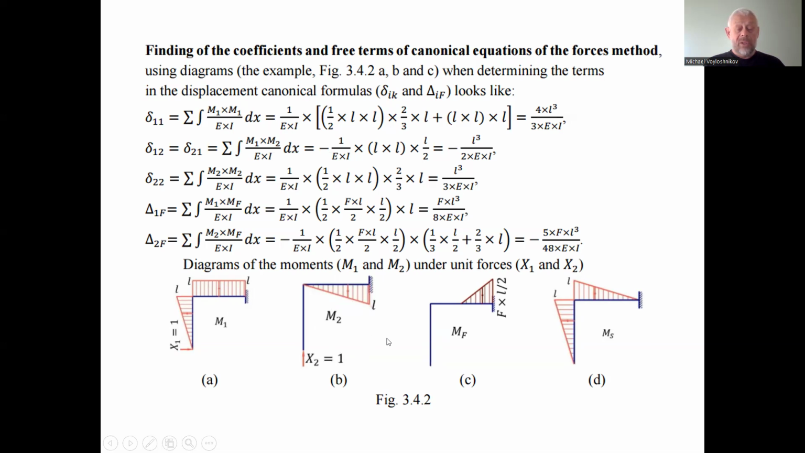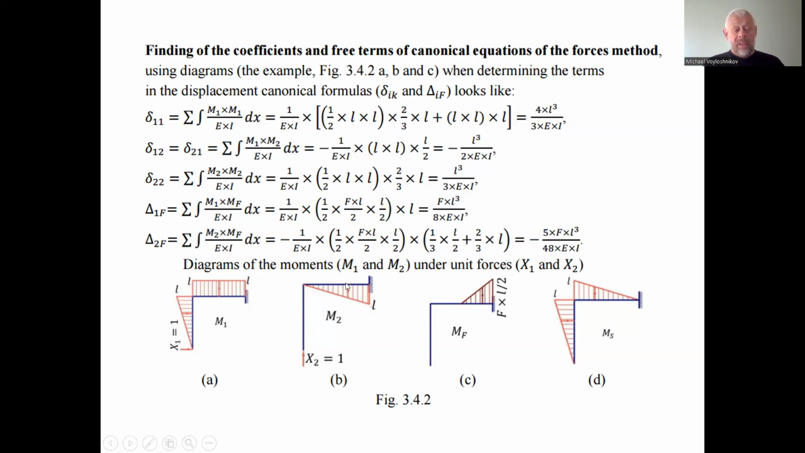Minus, because the direction is rotating clockwise around this point, if we consider the point of embedding for the statically definable main system. So we have the area of this diagram, and second, in accordance with the Vereshchagin rule, we have to find the ordinata of the diagram, the ordinata of the diagram of the unit force in the direction we search for the displacement. It is the same diagram, because the second unit effort is in the second direction.